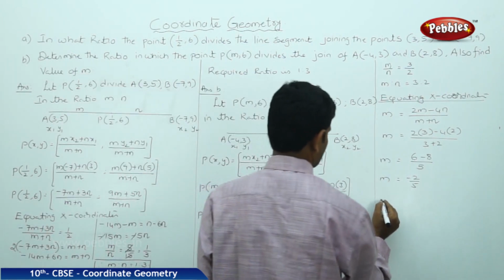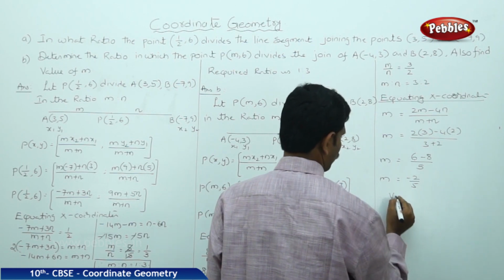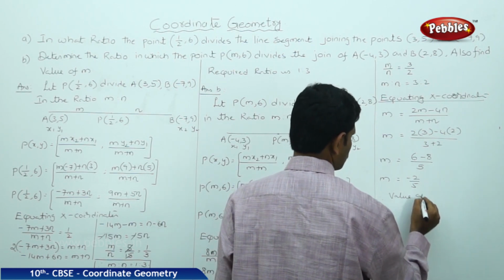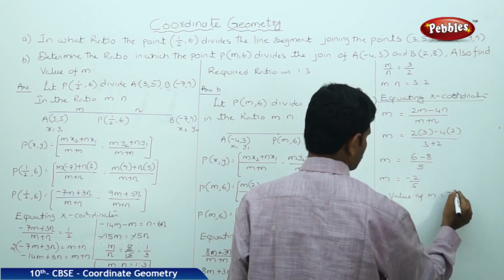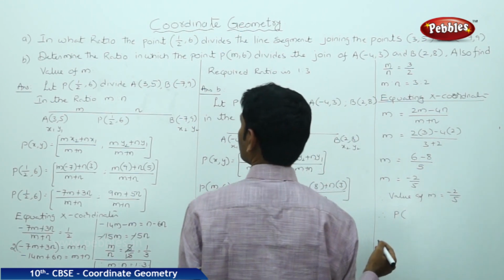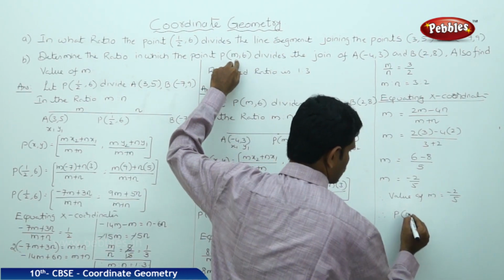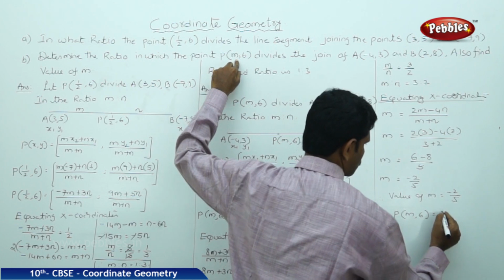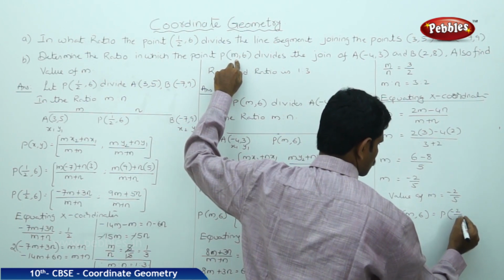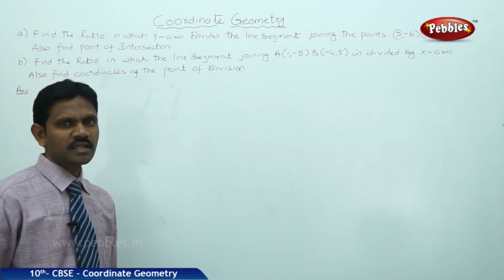Therefore the value of m is equal to minus 2 by 5, therefore P of (m comma 6) is equal to P of (minus 2 by 5 comma 6). Okay, let us see the next problems.